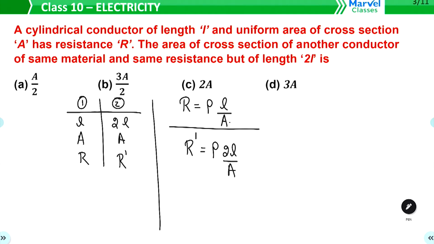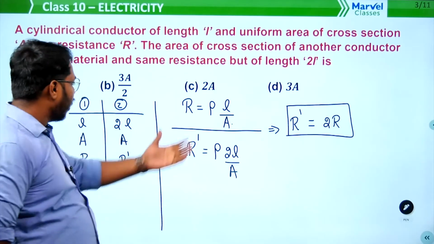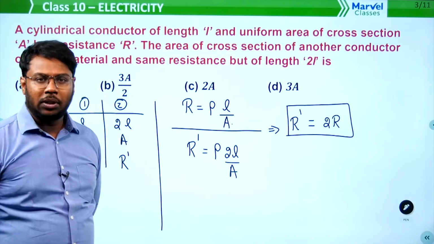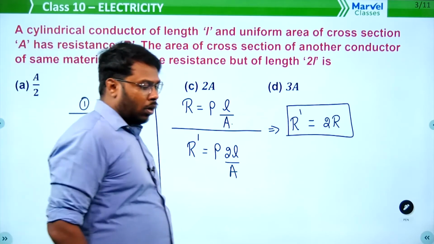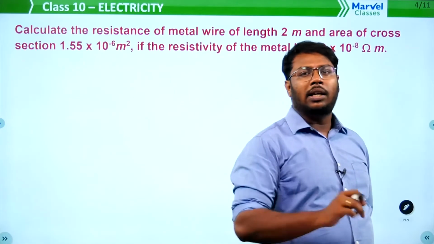So everything gets cancelled except R. So R prime is equal to, what happens? This 2 gets cross multiplied there. So R prime is equal to 2 times R. We already know this. If the length of any material is going to increase, definitely the resistance of that material will also increase. That's very prominently known from this calculation. So now we move to the next question.